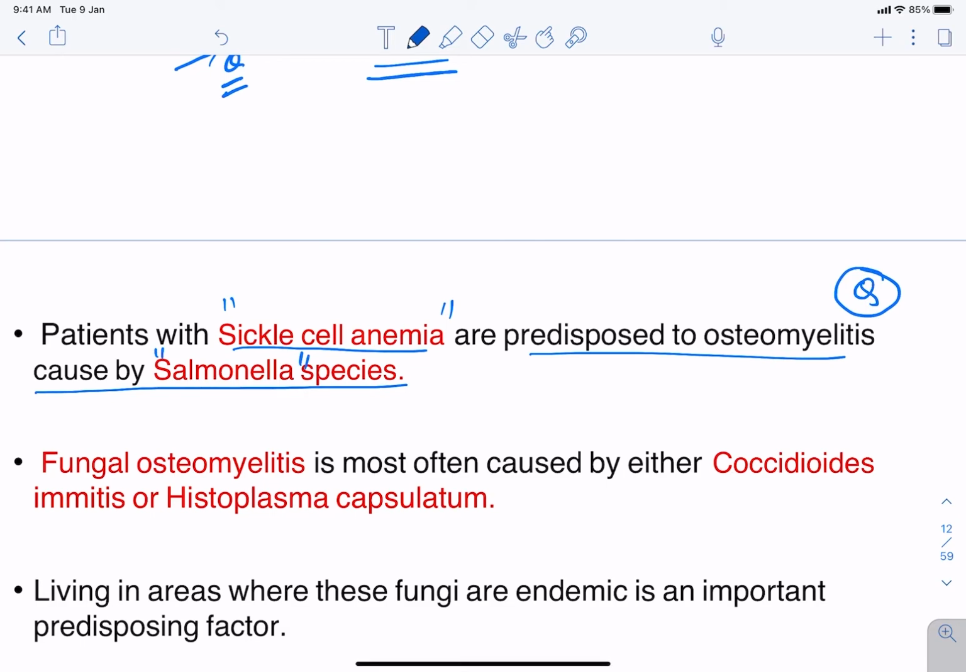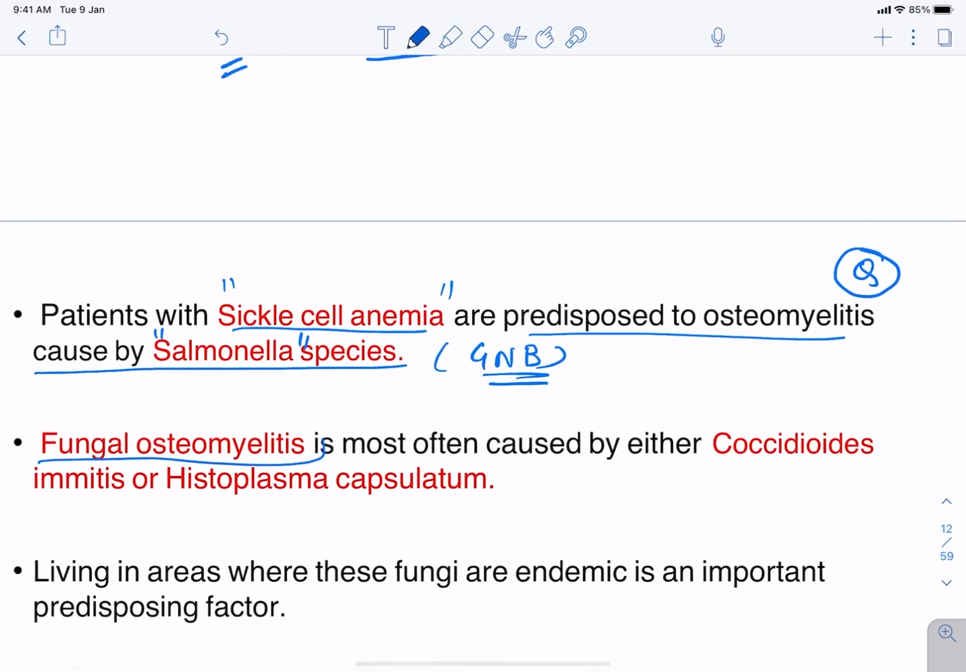A definite question of INCT exam, that the patient with sickle cell anemia is predisposed to osteomyelitis caused by which particular organism? Salmonella. And Salmonella is gram negative or positive, guys? So this is a gram negative bacteria belonging to which particular family? Enterobacteriaceae.